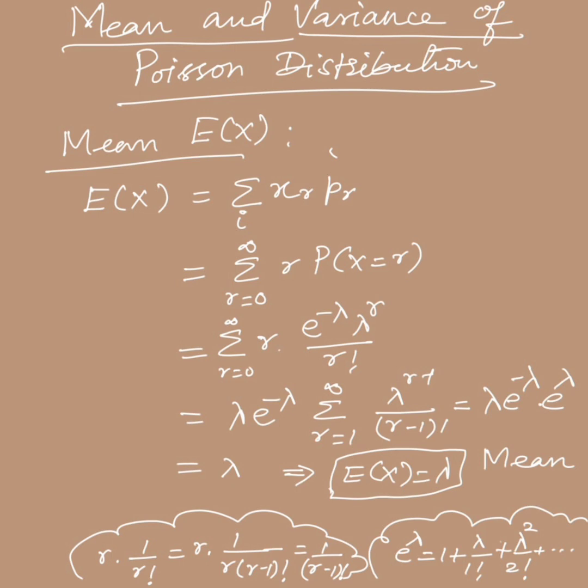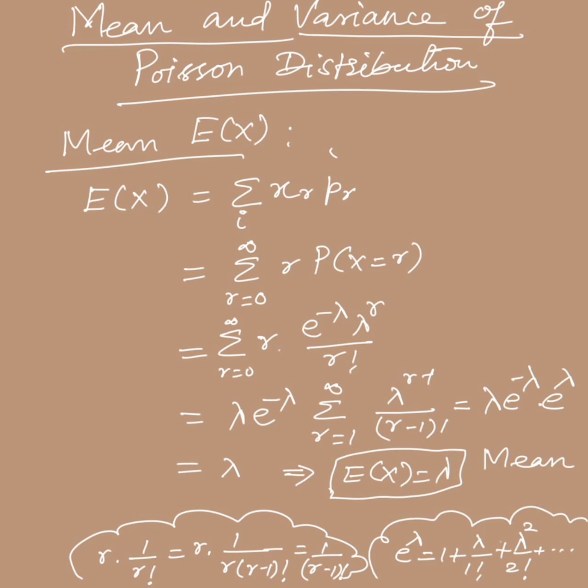Mean E of x, the expected value of x, is sigma of r x p of r. The index is here wrongly entered as I; it is simply r, small r. It means sigma varying from r is 0 to infinity. The random variable value is r, and the respective probability value is p of x equal to r.